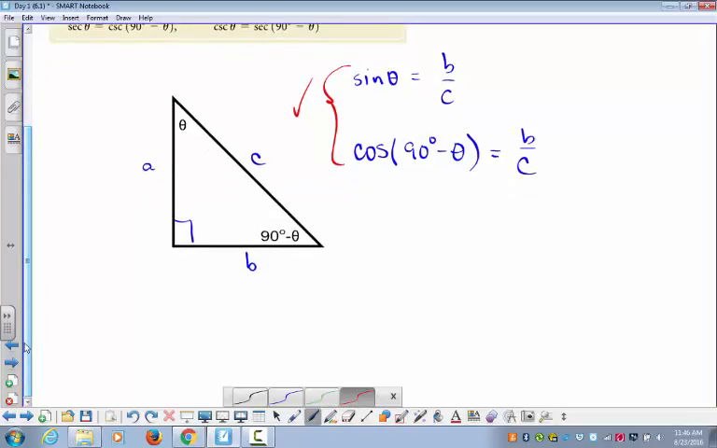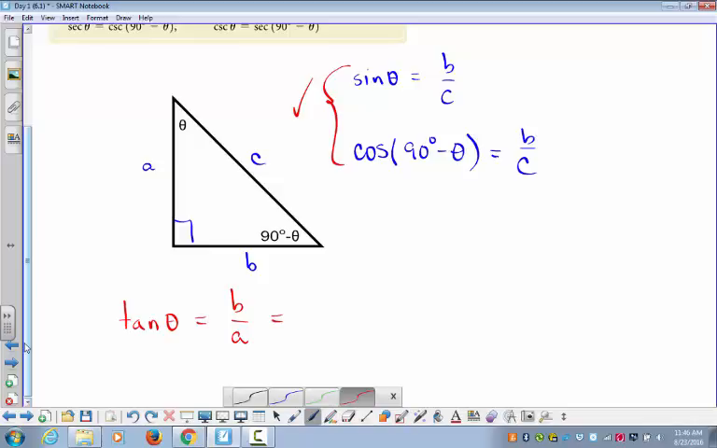Let's confirm at least one more of them. For grins, let's go ahead with tangent. Tangent of theta is... What would tangent of theta be with sides A, B, C? B over A. Opposite over adjacent, so B over A. And what is the cofunction of tangent? Pardon? Sine over cosine is the reciprocal identity for tangent, sine over cosine.